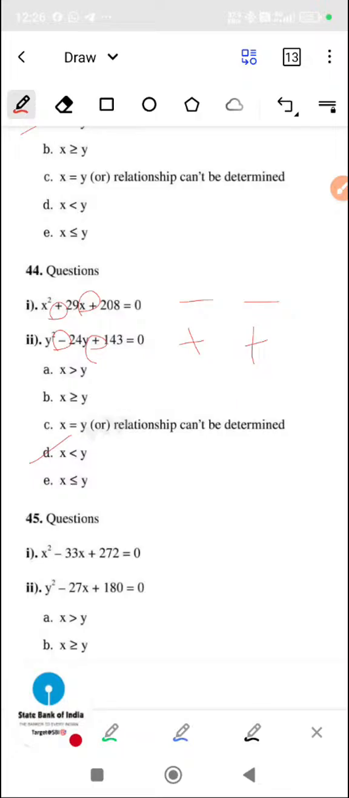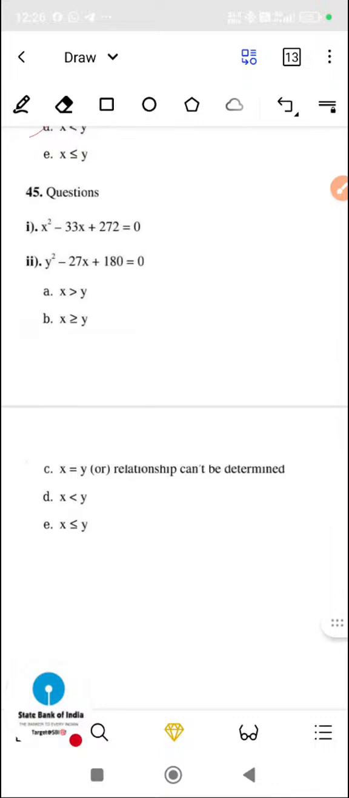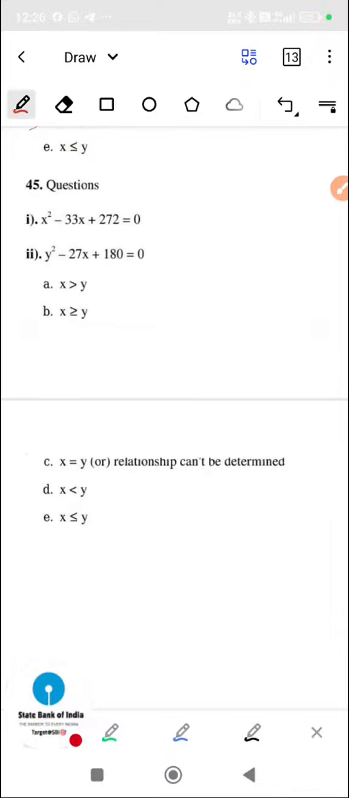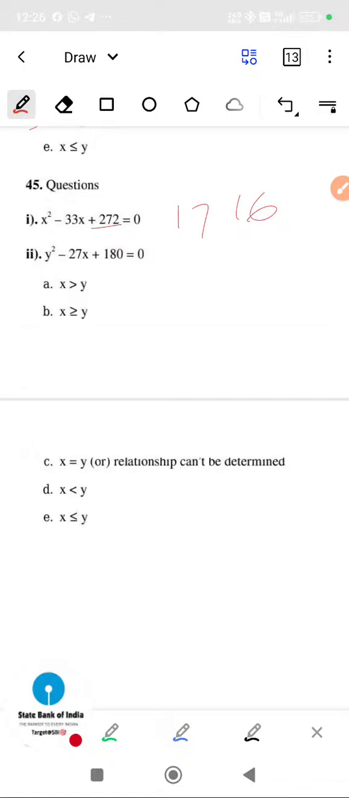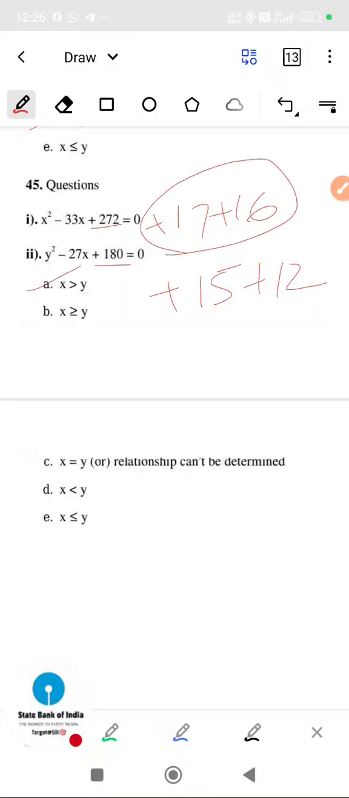Next, we're going to see 45. Here we see 272. 272 is factors of 17, 16 times. Sum of these two we get 33. Minus and plus means both the roots are positive. Okay, 180. 15, 12 times is 180. Sum of these two we get 27. Minus and plus means both the roots are positive. Now comparing these two, it is clear that x is greater than y. So answer will be option A.